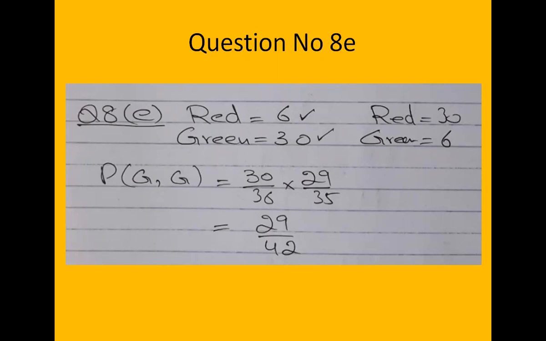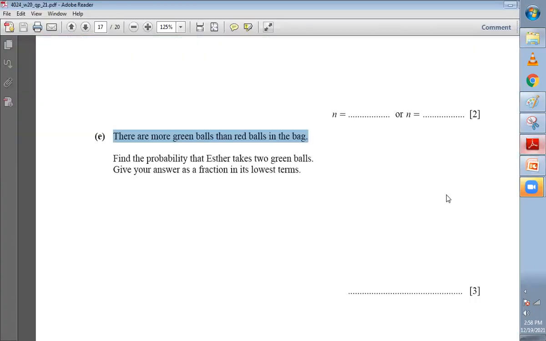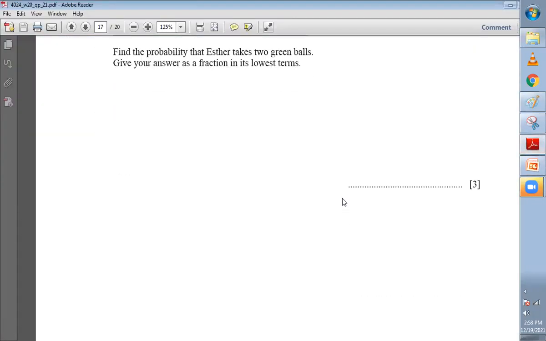Once the green is out, the number of green will decrease and the total will also decrease. Multiply by 29 by 35. When you do this, enter on the calculator 30 divided by 36 multiplied by 29 divided by 35 equals, and you convert that into a fraction by pressing the S-D button or the ABC button on your calculator, you get 29 by 42. So that's the probability of getting green, green. So that was question number 8, part E. It was a 3-mark question.